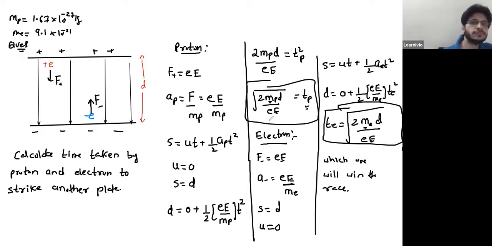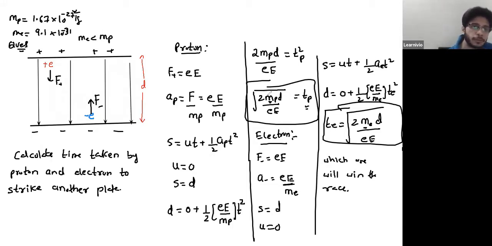So can you just tell me for which one of them the time is less, will take less time to reach the other plate? Why electron? The mass of electron is less than that of proton. The mass of proton is 10 to the power minus 27 and that of electron is minus 31, meaning the mass of electron is thousands of times less than the mass of proton.